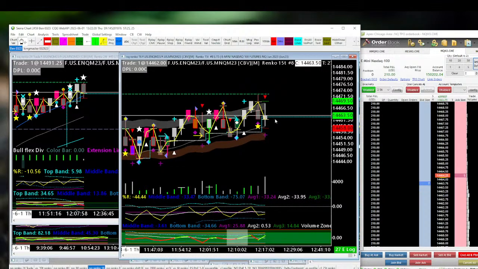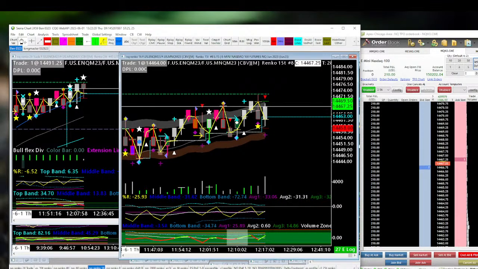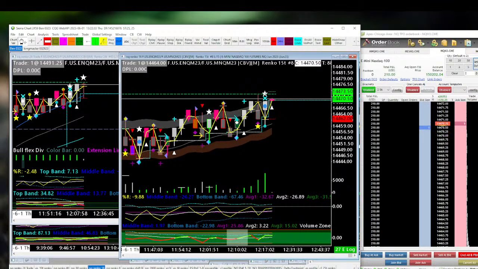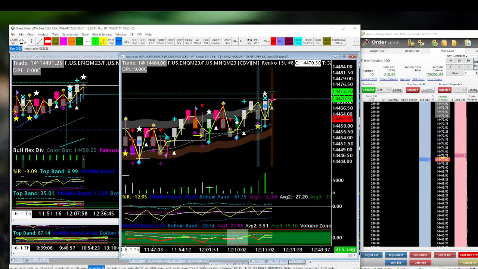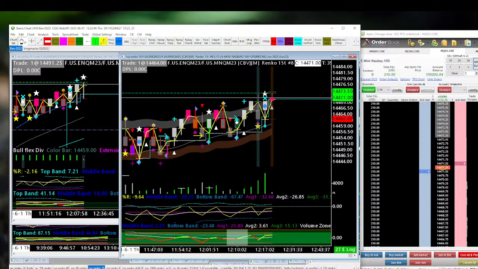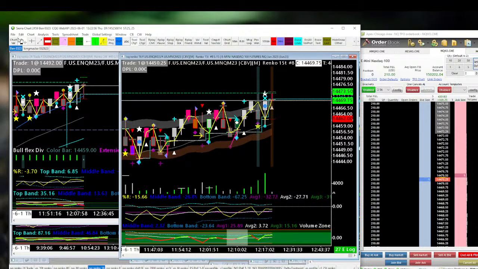But see how they're struggling right here on that dotted line? They're pushing above it, but they're not finding a lot of buyers up there, because there's trapped buyers up there, perhaps. All right, well, they got it. Now let's see what happens. So again, if I wanted to be aggressive, I could have bought this, but my risk reward was pretty bad.